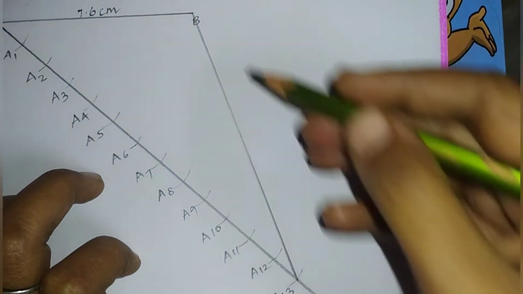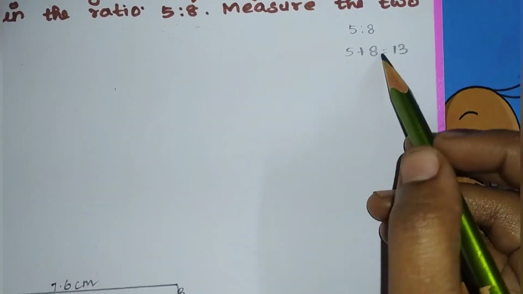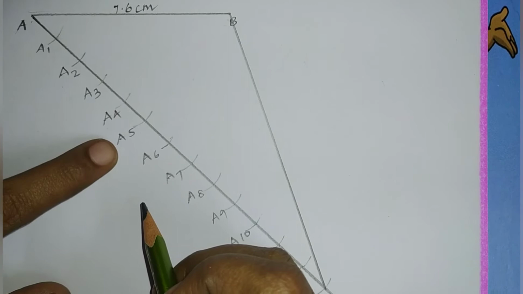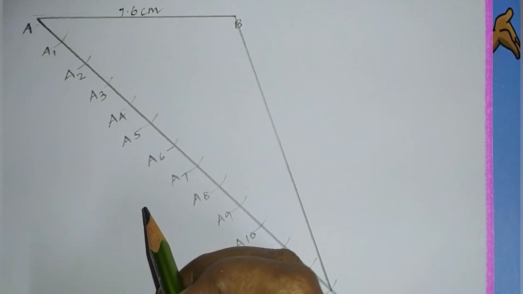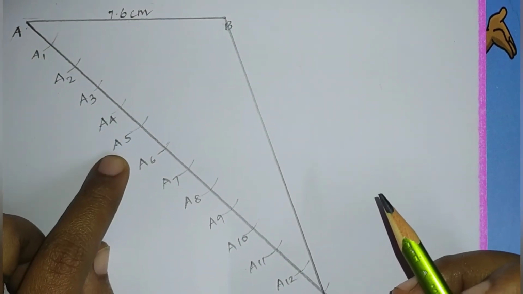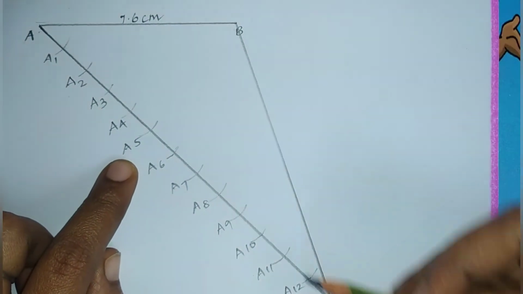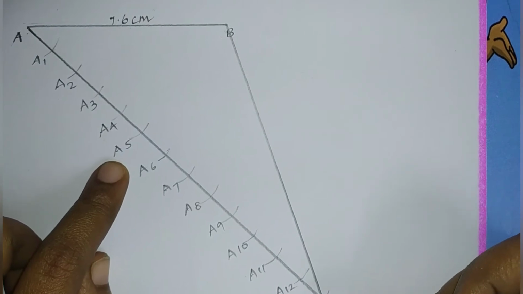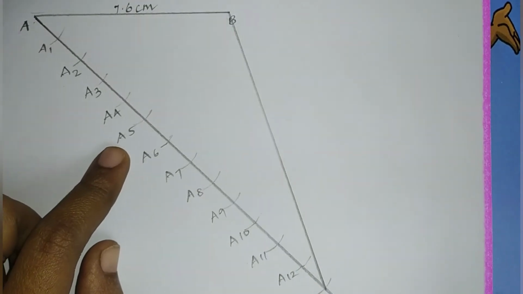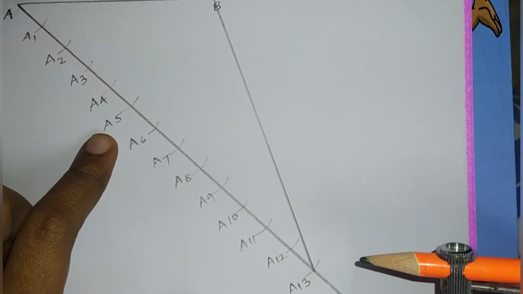Clear? A13 and B. And for which ratio do we have to divide? 5:8. So take 5: A1, A2, A3, A4, A5. From the point A5, draw one line that must be parallel to BA13. How to draw the parallel line? We can't just draw it like that, so accurately we have to draw the parallel line.